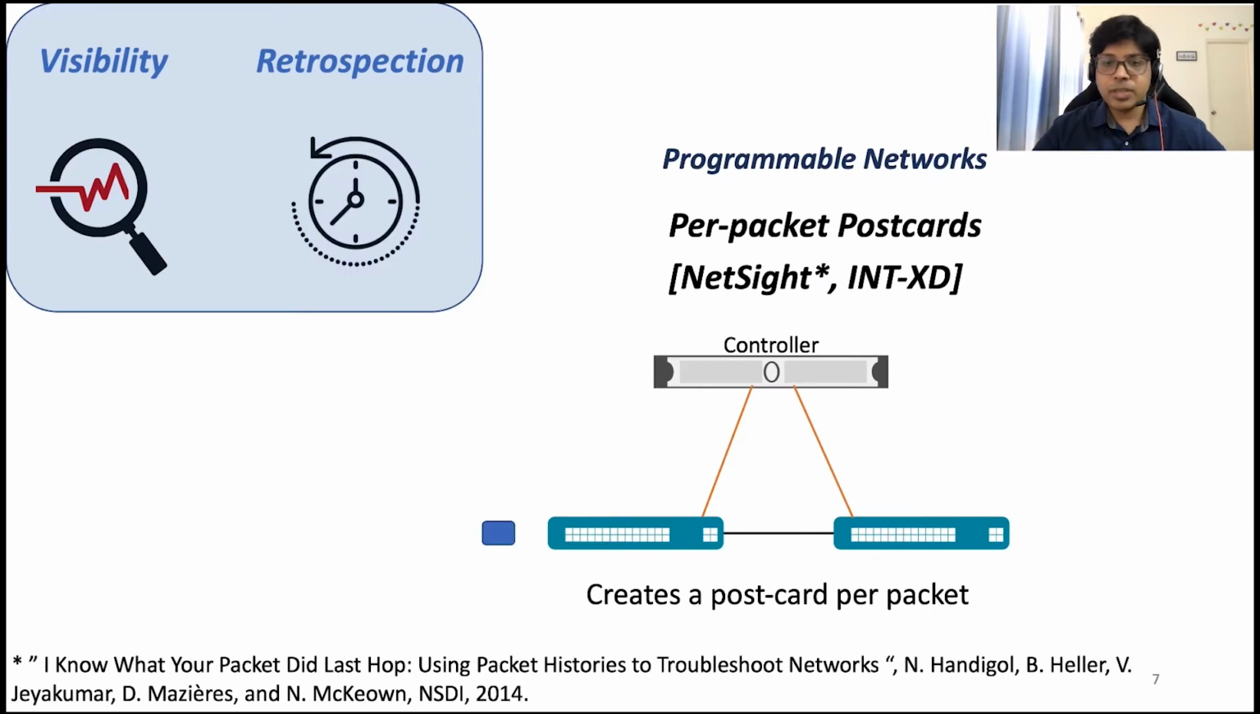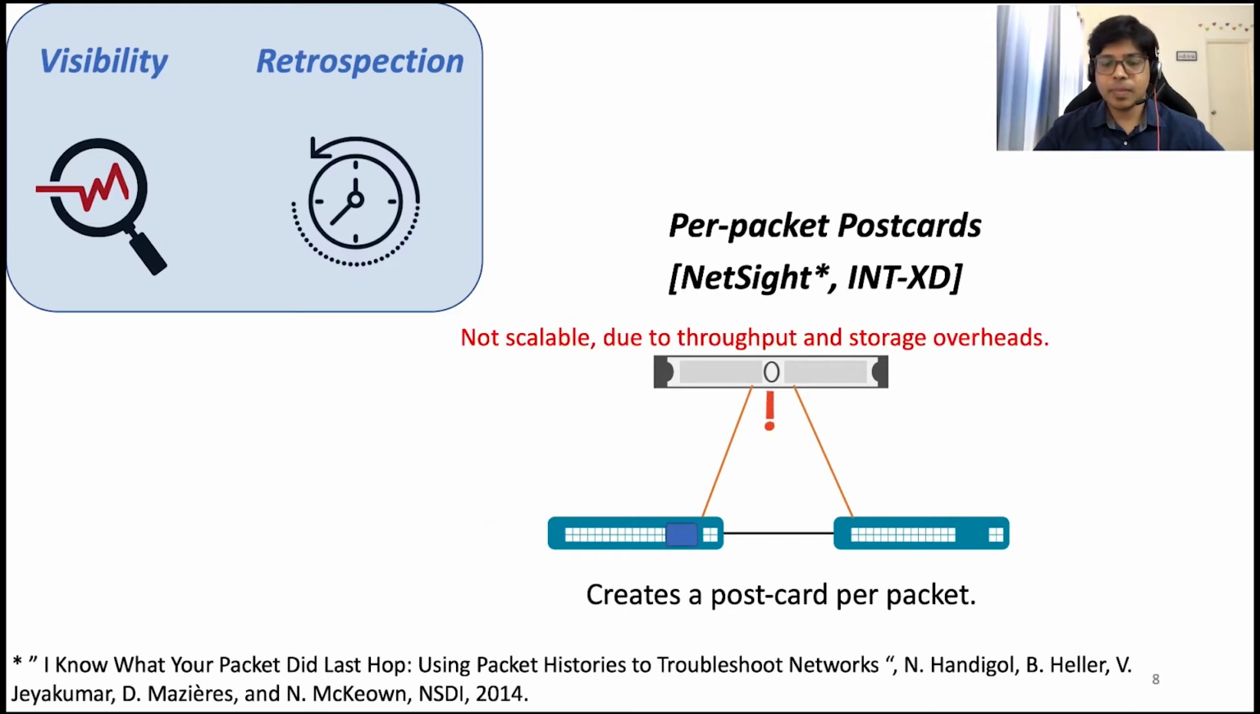First, let's look at visibility and retrospection. To address the issue of visibility and retrospection, with programmable switches, there have been approaches such as per packet postcards or INTXD, where for each data packet, a control packet containing the packet's header information is created by the switches and sent to a central controller. This way, you have all the information before a fault occurs. However, the main problem with this approach is that there is a bottleneck due to limited network bandwidth available for exporting the postcards and the storage overheads, which cannot scale to several terabits per second.